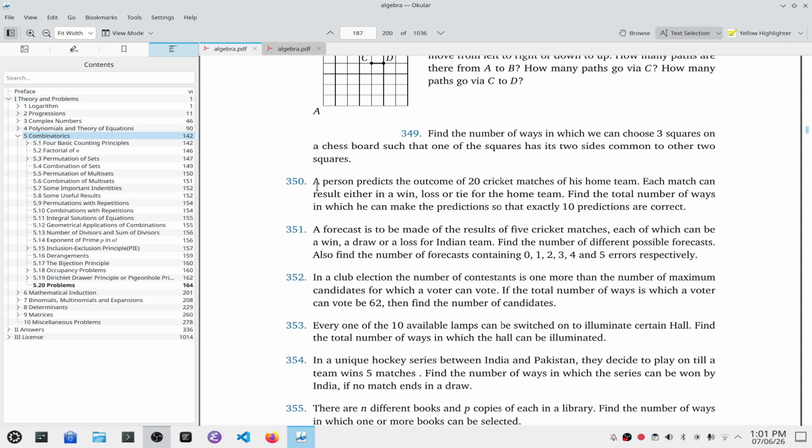Question 350 says that a person predicts the outcome of 20 cricket matches of his home team. Each match can result either in a win, loss, or a tie for the home team. Find the total number of ways in which he can make predictions so that exactly 10 predictions are correct.